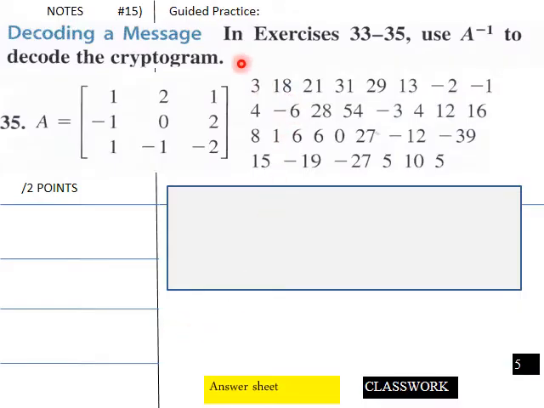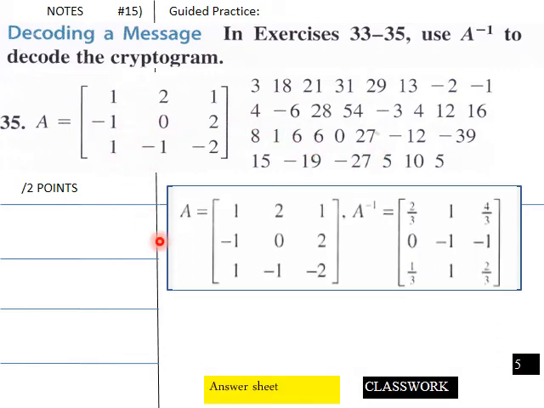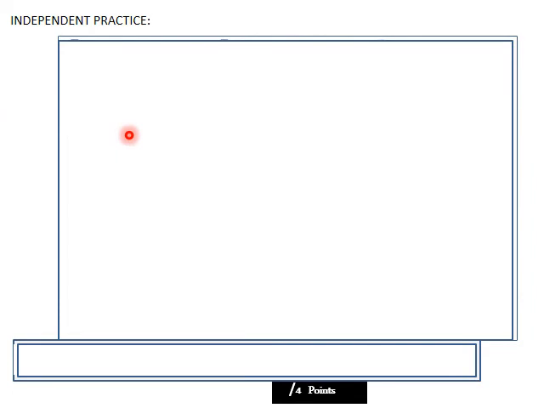Let's try one now. Use inverse A to decode the cryptogram. Here's A, and here's our cryptogram here. So we need to first, what do we need to do? We need to find the inverse of A. This is our inverse A over here. And then students, I'm going to let you do the rest of it. So cite your classwork and come up with your solution here.